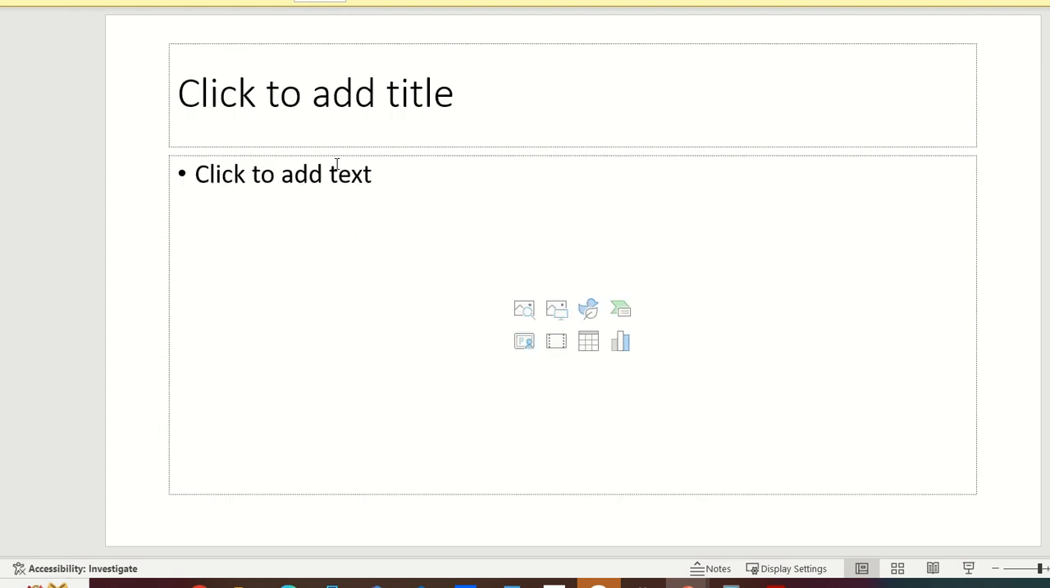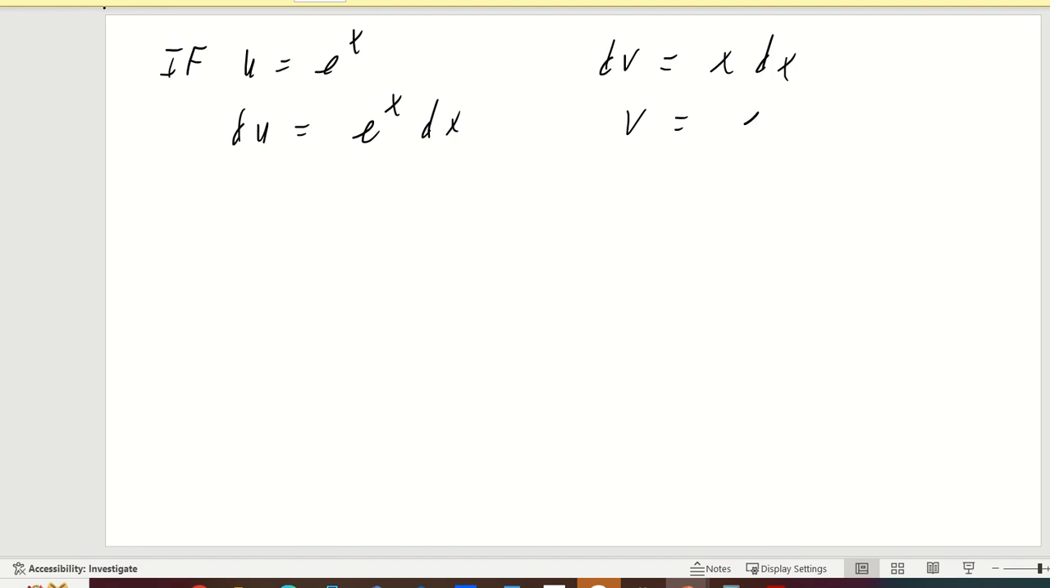So new slide. Let's see what happens if we chose something different. Basically, if we decided u was equal to e to the x, well, if u is equal to e to the x, differentiate across, and the derivative of e to the x is e to the x. So we'll end up with du is equal to e to the x dx, and this will force dv to be equal to x dx. So integrating both sides, we'll get v is equal to, using the power law, x squared all over 2.